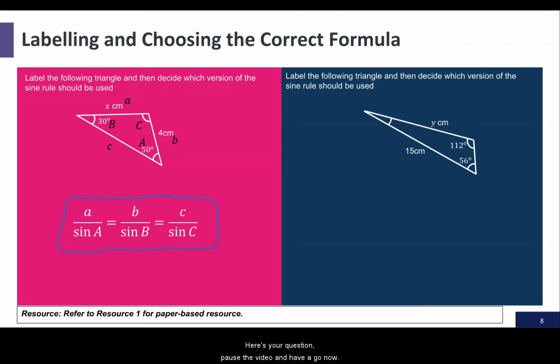Pause the video and have a go now. Here is my solution. Yours might be slightly different. The only thing you need to check is that the opposite sides and angles have the same letter. So the side lowercase a is opposite the angle capital A.